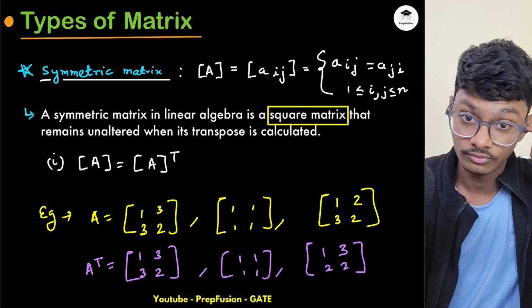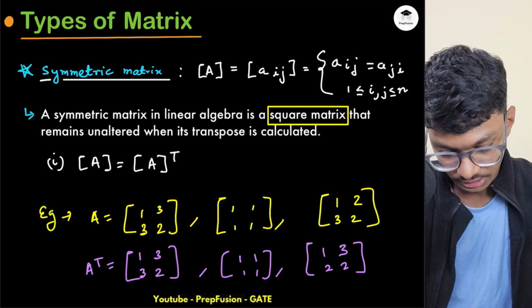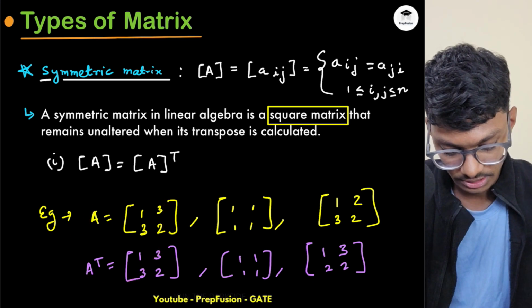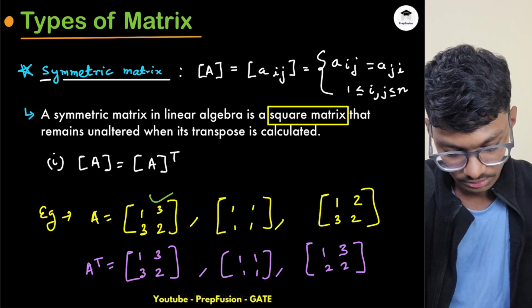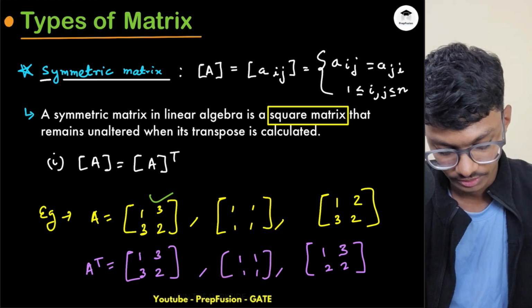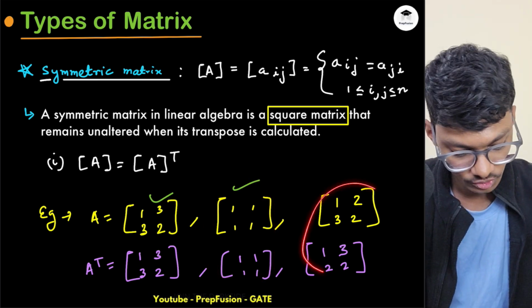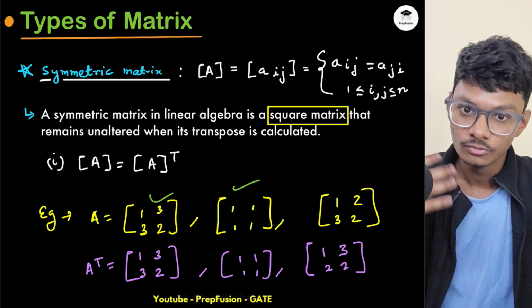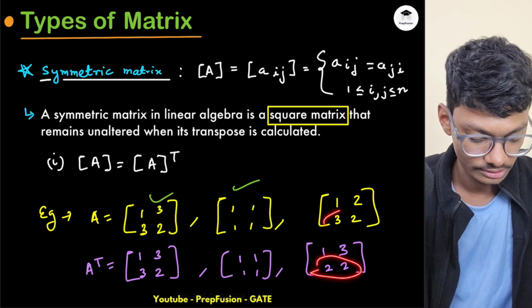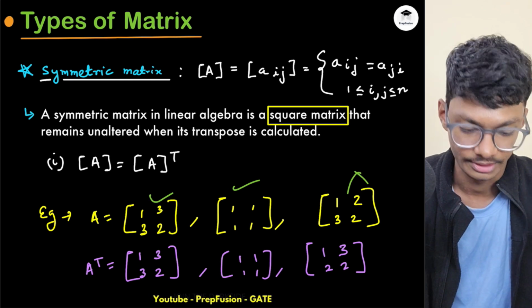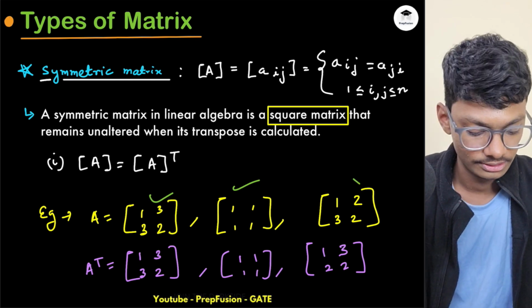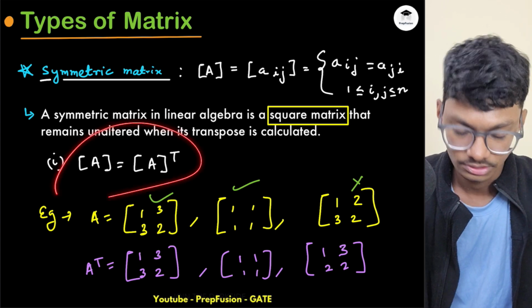What is the case here? These two are equal, so this is a symmetric matrix. Again these two are equal, so this is also a symmetric matrix. Are these two equal? No, these two aren't equal. Here this is 2 2 and here this is 3 2, so this is not a symmetric matrix. This is how you understand A equals A transpose is a symmetric matrix.